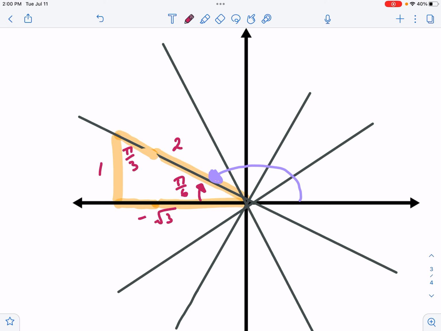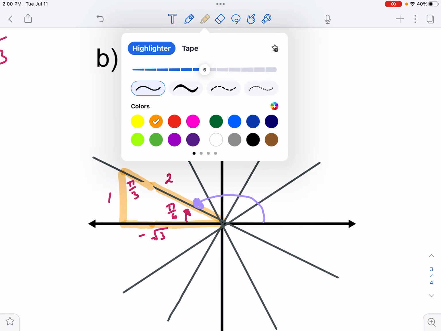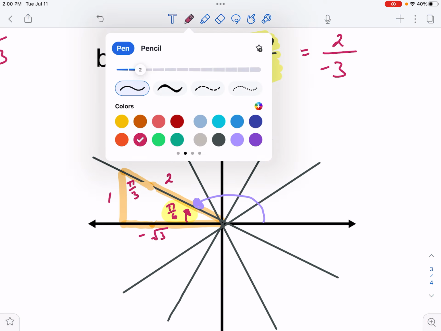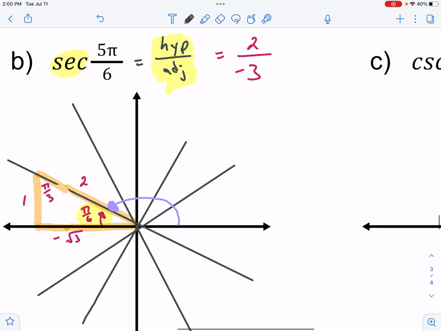Now the question was asking for me to find secant. Recall that secant, as I wrote above, is hypotenuse divided by adjacent. So the hypotenuse in this triangle is equal to 2. And the adjacent side to my pi by 6 is negative root 3. So the exact answer here of secant 5 pi by 6 is 2 divided by negative root 3. Hopefully you're starting to see the pattern here in how we're solving these. Let's go on to question C.